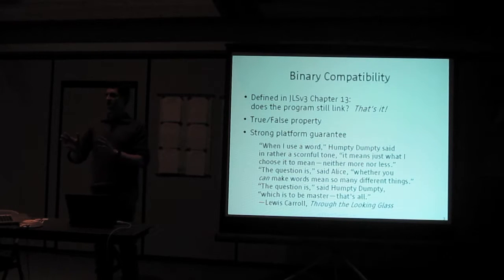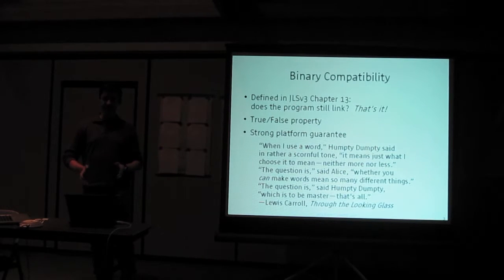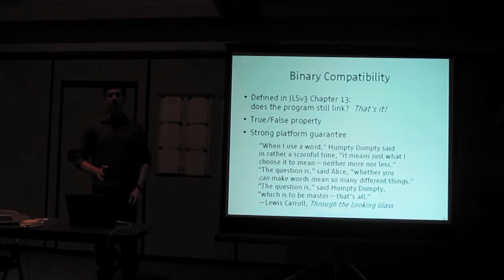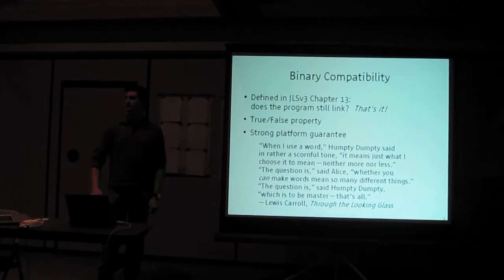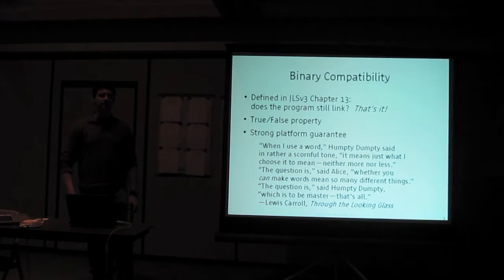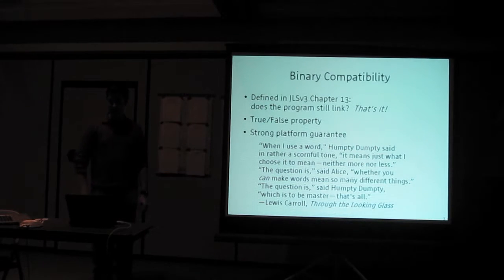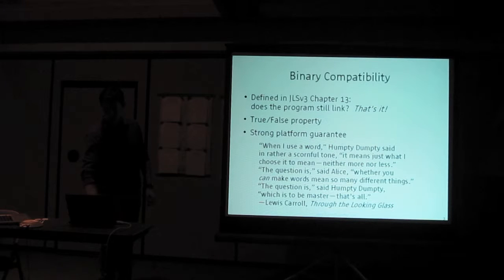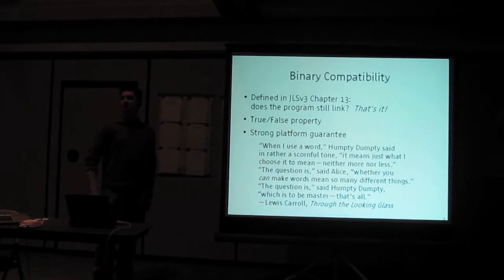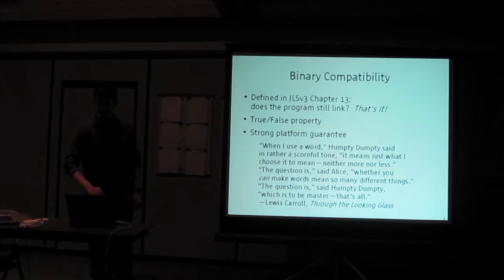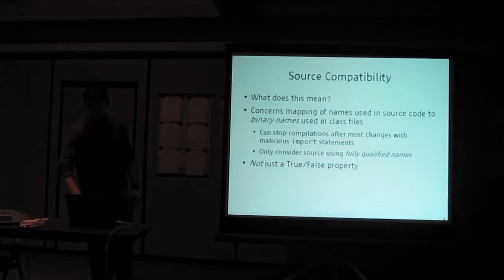If it still links, it's binary compatible. If it doesn't link, it's not. That's it. It's a true-false property. And binary compatibility is important because that's one of the strong guarantees we have involving the JDK itself. Sometimes people use a different definition for binary compatibility to mean something called behavioral compatibility, which we'll talk about later. However, since the Java language specification is the master of Java terminology, it gets to determine what the term means. So binary compatibility should just be linking.